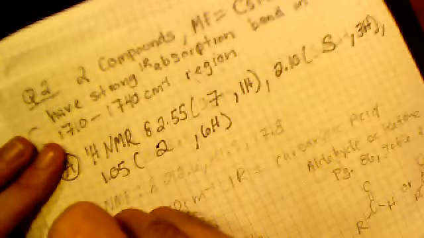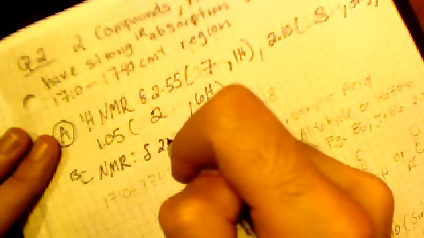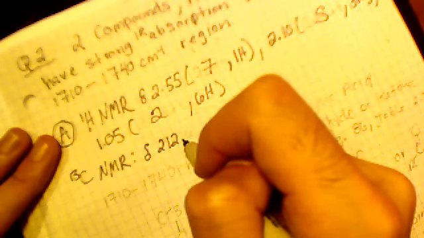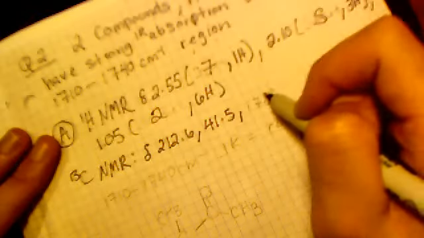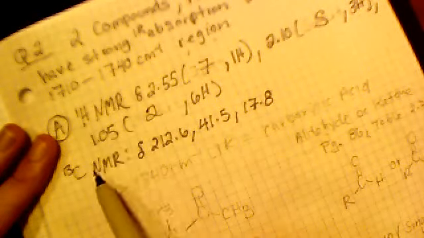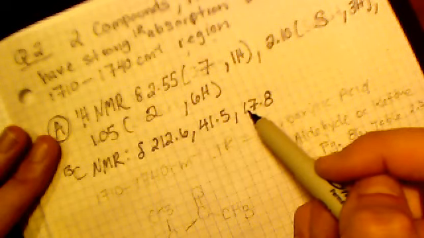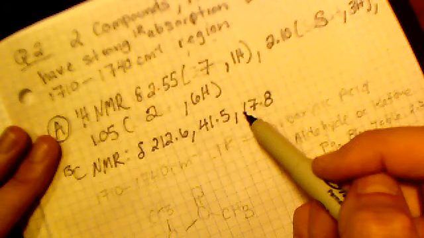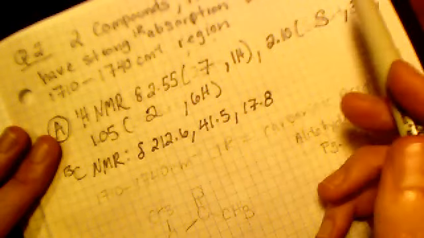And then they give us the carbon-13 NMR data. There's a chemical shift at 212.6, a chemical shift at 41.5, and a chemical shift at 17.8. So a couple things, just looking at the carbon data, because there's 3 different carbon signals, that means that there's 3 different kinds of carbons in this compound.